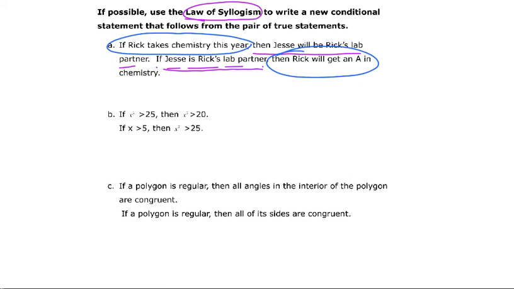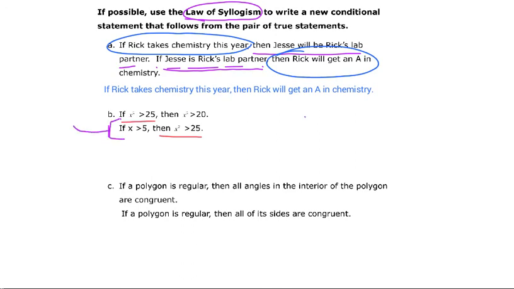For this next one, if x squared is greater than 25, then x squared is greater than 20. Okay, so if x is greater than 5, then x squared is greater than 25. So one thing you want to notice is the parts that are the same. So really, this statement almost needs to be put in a different spot. It needs to be up here at the top.